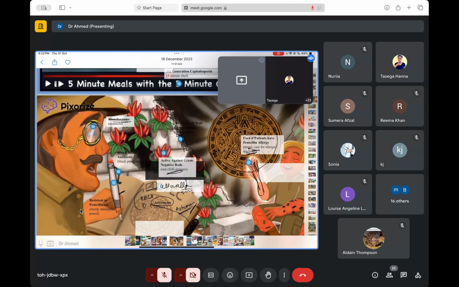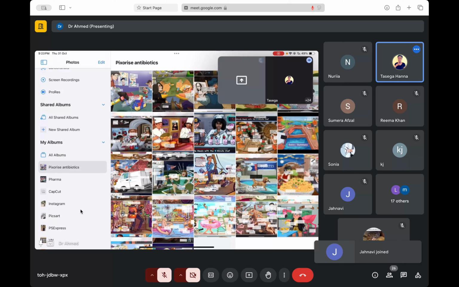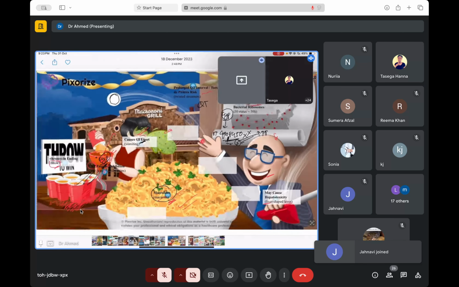Perfect. And if they have a beta lactam ring, it means they are going to inhibit cell wall synthesis, right? Yes. And they are active against gram-negative rod-shaped bacteria, right? Yes.